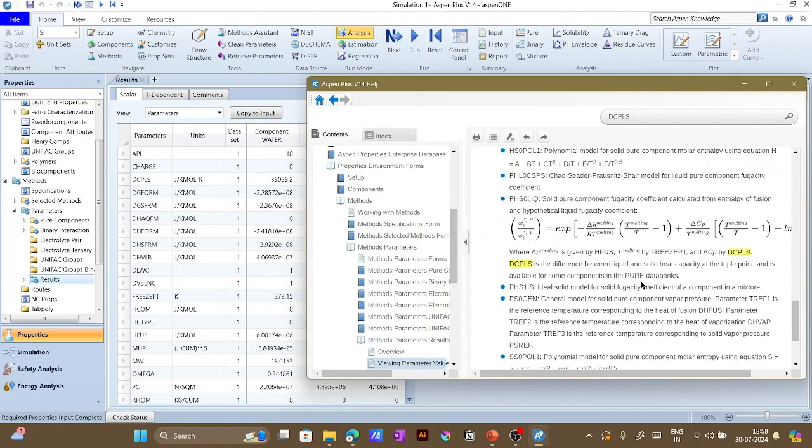Should be here. Delta Cp by DCPLS is the difference between liquid and solid heat capacity at the triple point. Okay, so now I understand DCPLS, what does it mean? It's a difference between the heat capacity of liquid and solid.